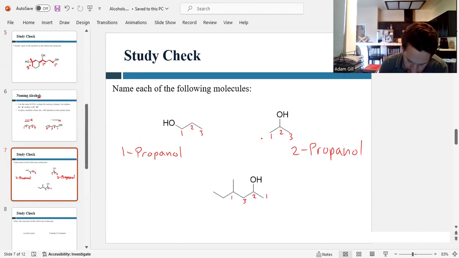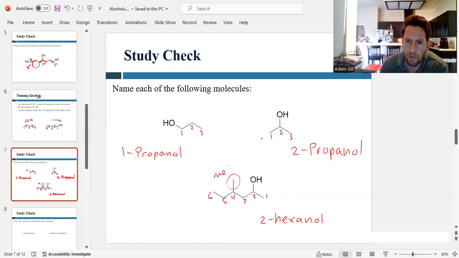Now the one here on the bottom, I'm going to number it from right to left to make sure the OH gets the lowest number possible. I see 6 carbons in a row. And so I would name this hexane. We're going to drop the E, turn it into an OL because there's an alcohol. So hexanol. And it looks like the alcohol is attached to carbon 2. So 2-hexanol. And then right here on carbon 4, it looks like there's a methyl group. And so this is going to be 4-methyl 2-hexanol.